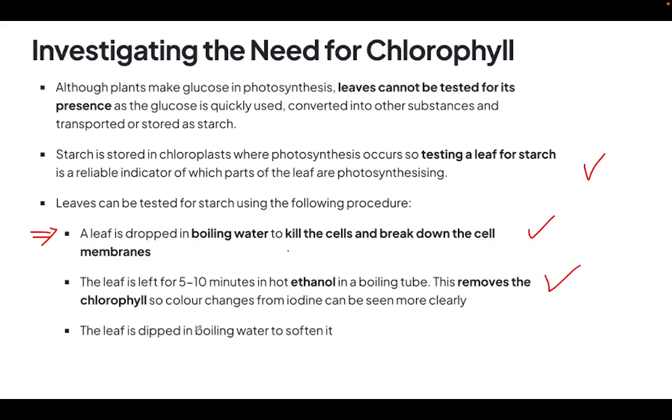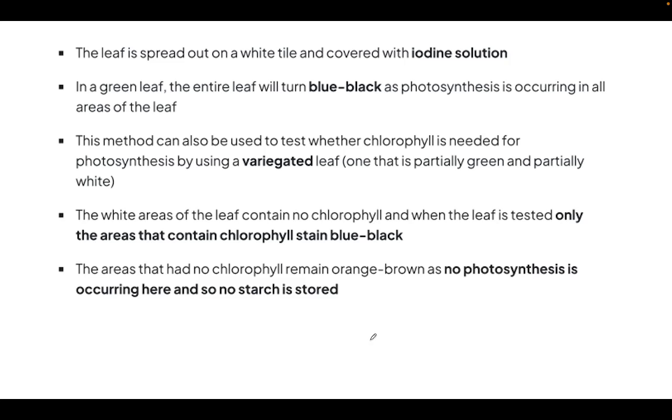Then we dip it in boiling water to soften it again. After removing all the chlorophyll, then we soften it. These three procedures are important because they always ask this question. They tell you, why did they put a leaf in boiling water? You should understand it is to break down cell wall and cell membrane. Why did they put it in ethanol? To remove chlorophyll. And why did they put it back in boiling water? It is to soften it because by that time it is a bit hard.